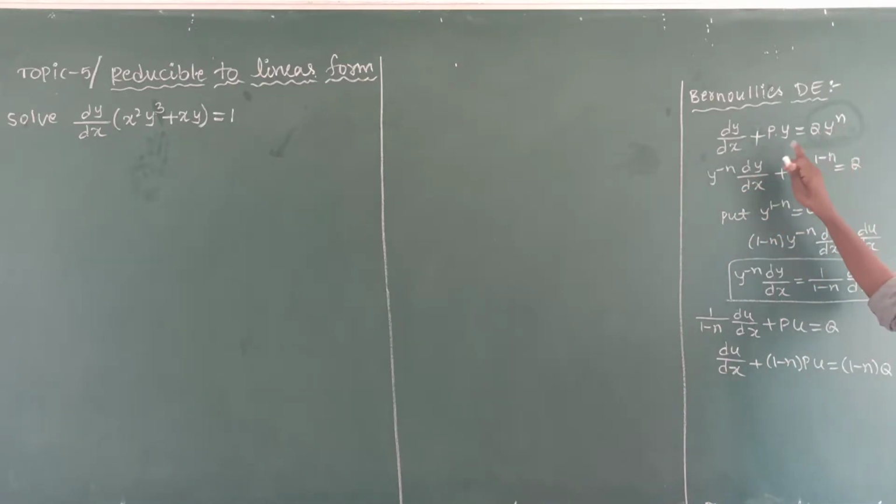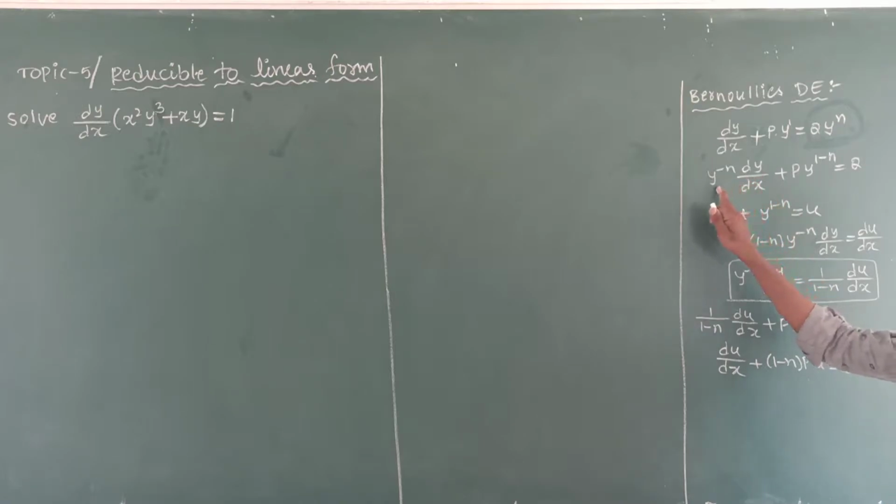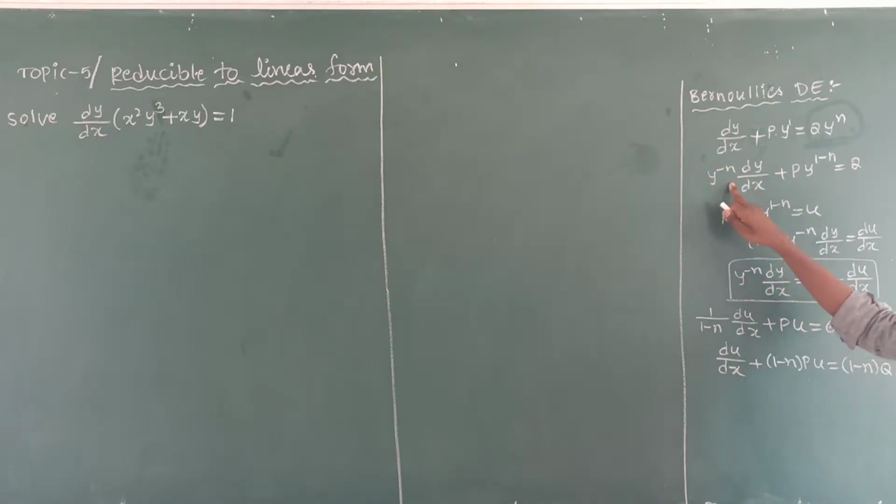Then it will be y power of minus n dy by dx plus p into y power of 1 minus n is equal to q. Now, if you want to convert a Bernoulli's into a linear differential equation, this derivative part's coefficient should be a constant, meaning it should be 1. For that reason, here we are substituting y power of 1 minus n as u.